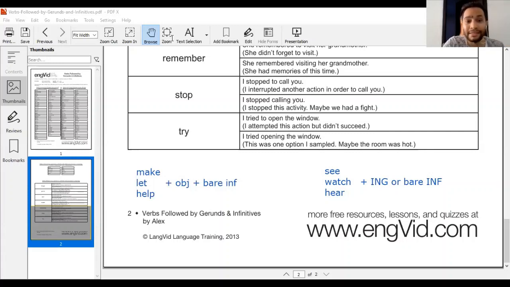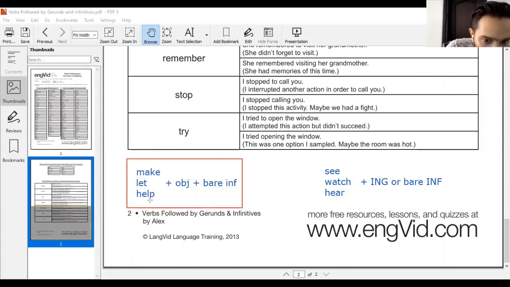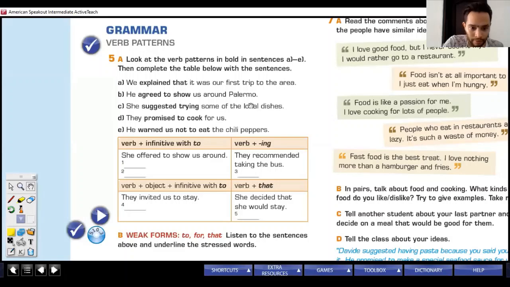Now, what happens with the first group of verbs? This one right here, right? We have make, let, and help. These verbs, guys, follow the pattern object plus infinitive that we had in the book. Remember this one? Let me show it to you one more time. The verb, object plus infinitive with to, like they invited us to stay. It follows this pattern, but the only difference is that it doesn't use the infinitive with to.